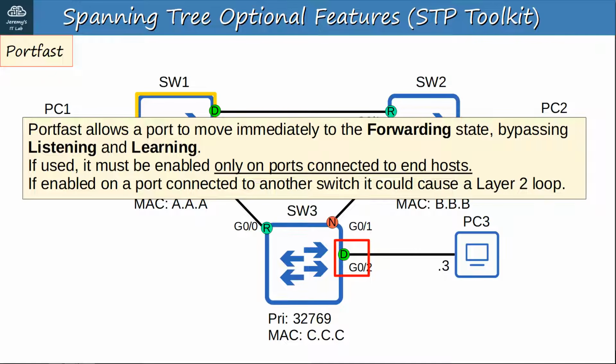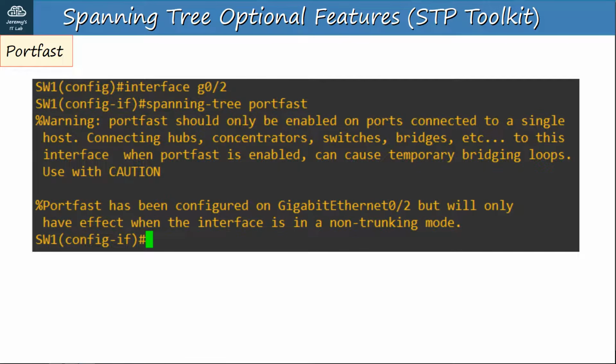Portfast allows a port to move immediately to the forwarding state, bypassing listening and learning. If used, it must be enabled only on ports connected to end hosts. If enabled on a port connected to another switch, it could cause a layer 2 loop. The purpose of the listening and learning states is to avoid causing a loop, so bypassing them is risky when connected to another switch. We haven't looked at any other spanning tree configurations yet, because spanning tree operates by default, even without configuration. We will look at general spanning tree configuration, but first, let's look at Portfast.